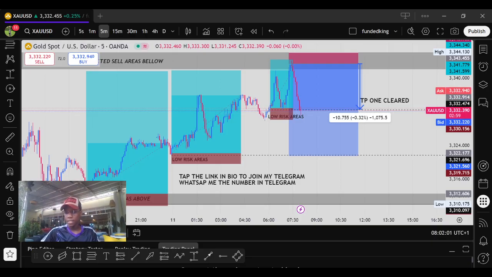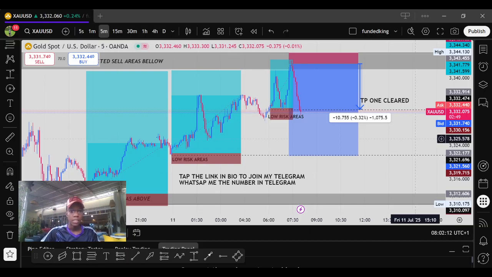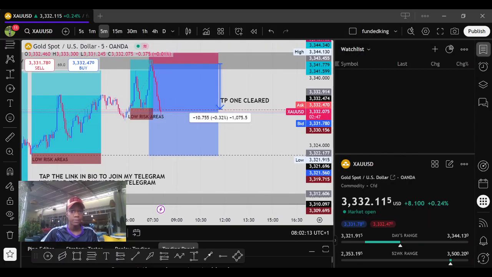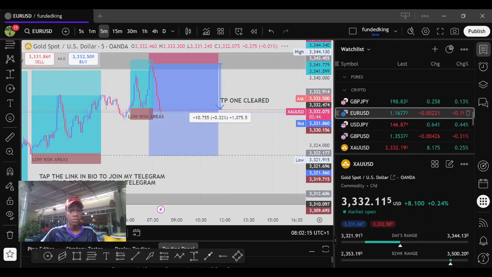Now I am going to do the analysis of Euro USD. I'm going to Euro USD right now. Gold, we are done with gold. Let us look at Euro USD. Euro USD is here.